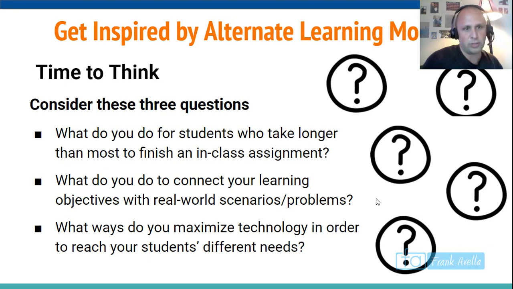What do you do for students who take longer than most to finish an in-class assignment? And don't just think about special ed students. Think about all students, because we know some students have modifications and things like that. What do you do to connect your learning objectives with real world scenarios? Just to touch on that real quick, especially with mathematics, one of the keys to successful mathematics teaching is when you can tie mathematics to real world learning. As an Algebra 2 teacher, and I'm also a biology teacher, the question I get all the time is, when can I use this in real life? So this is important here. You want to connect it to real world scenarios.